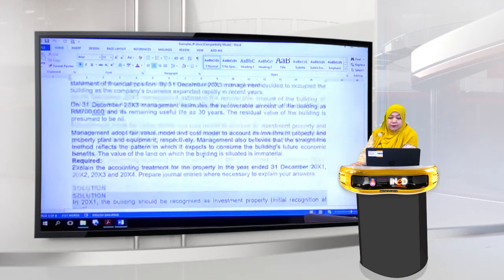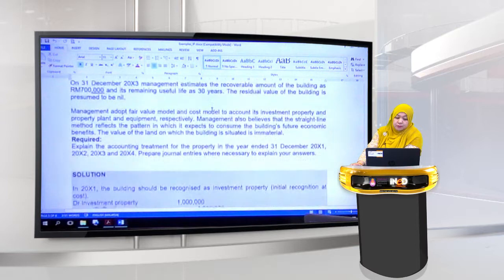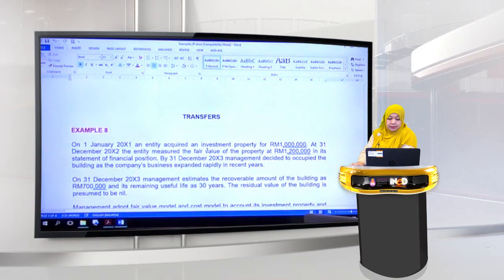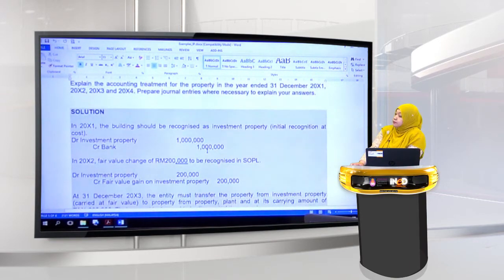So when we first purchased the investment property, we will debit investment property 1 million and credit bank 1 million when we recognize the building as an investment property at the initial recognition. So we will recognize at initial recognition at cost. And then in 200X2, for subsequent measurement, they decided to use the fair value model.